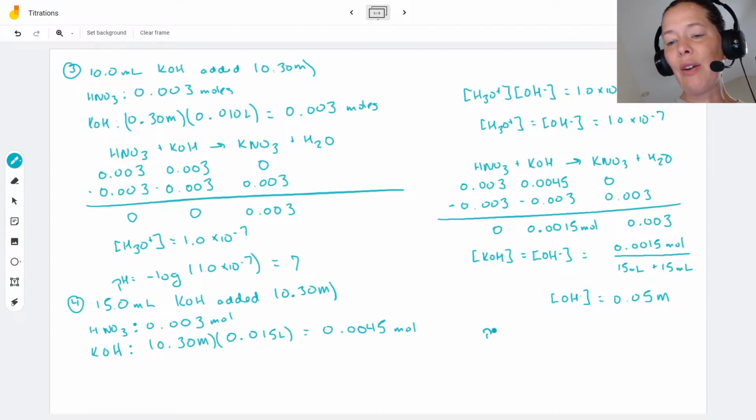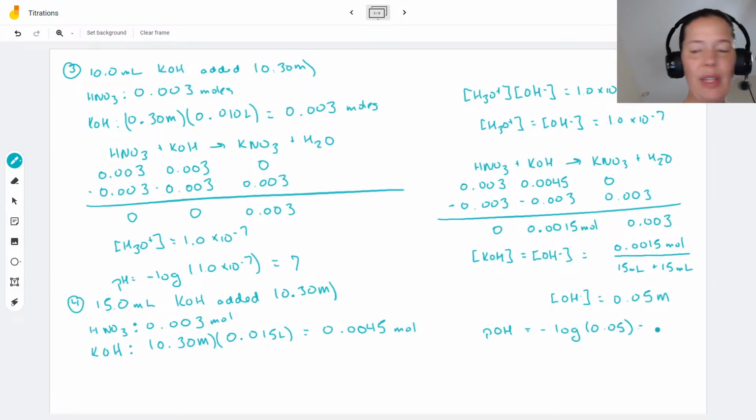So I am going to calculate pOH from this. That is simply a negative log of 0.05. And that equals 1.3.